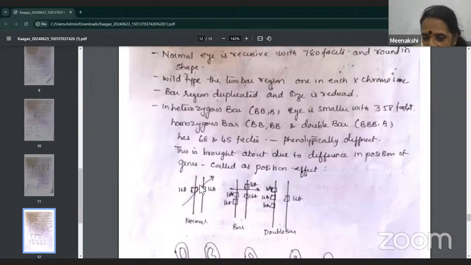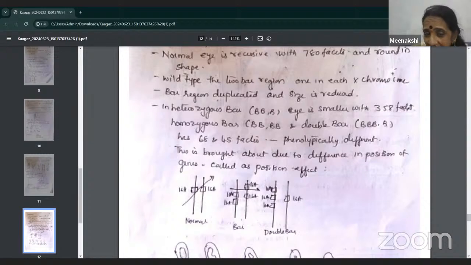Now you see these are two homologous chromosomes and this is a locus for the eye color. This is normal. In case of a bar body or in case of a wild type, you will see that there is another position. One more position is there for the bar body. So it should be below this region, but one more extra is there. This is a bar. This is a wild type.